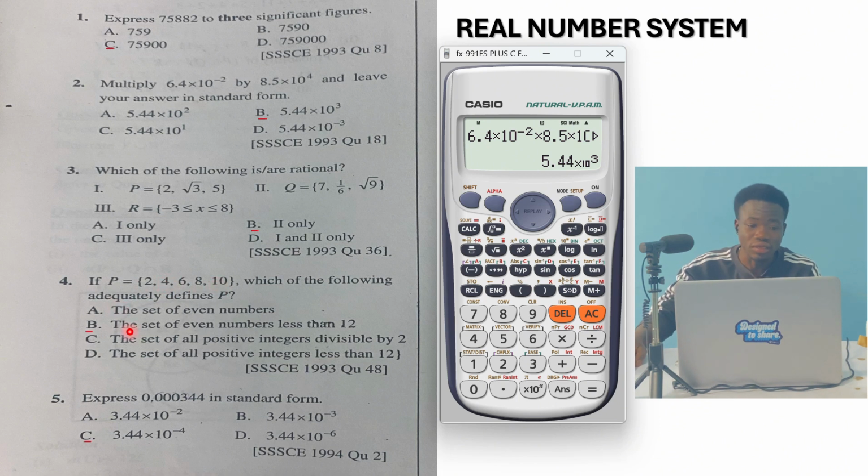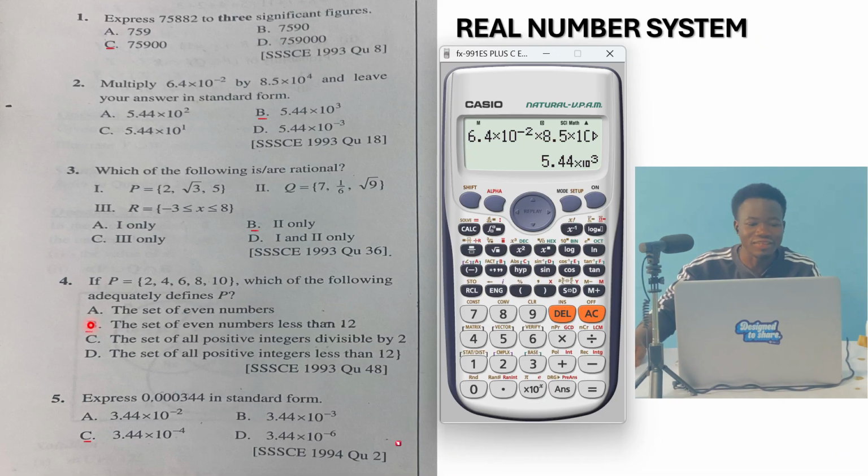Now when we come to B, it says the set of even numbers less than 12. Yes, so you have 2, 4, 6, 8, 10. 12 is not there, so it means these are even numbers, but they are less than 12. It is true. So that is our possible answer.